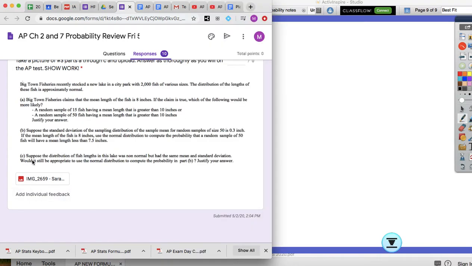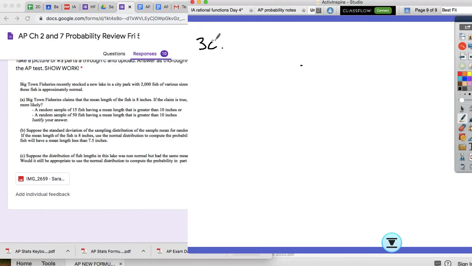All right, 3C. Suppose the distribution of fish lengths in this lake was non-normal, but had the same mean and standard deviation. Would it still be appropriate to use the normal distribution to compute the probability in part B? Okay, so if it was non-normal, could we still do this problem? And the answer is all in, well, let's look at the sample size. The sample size was 50. And that's why we have the central limit theorem. Even if something's not normal, check your sample size.